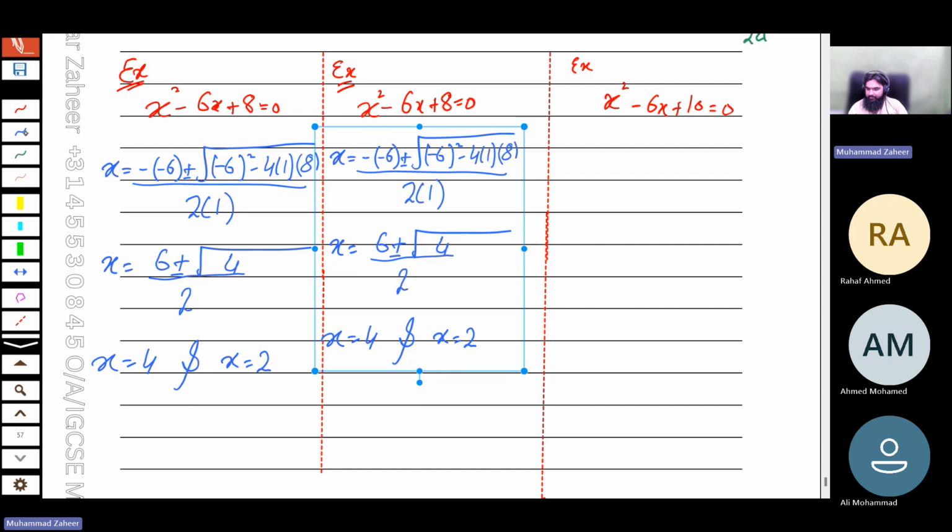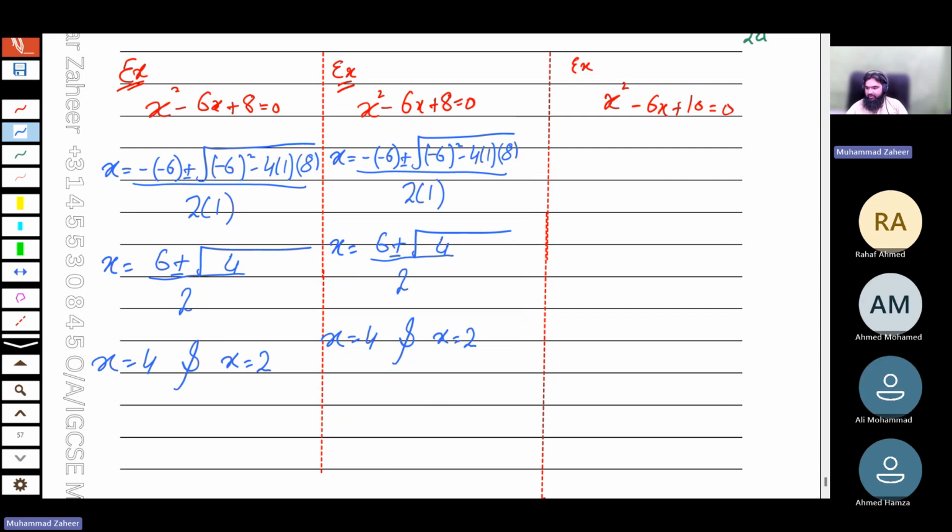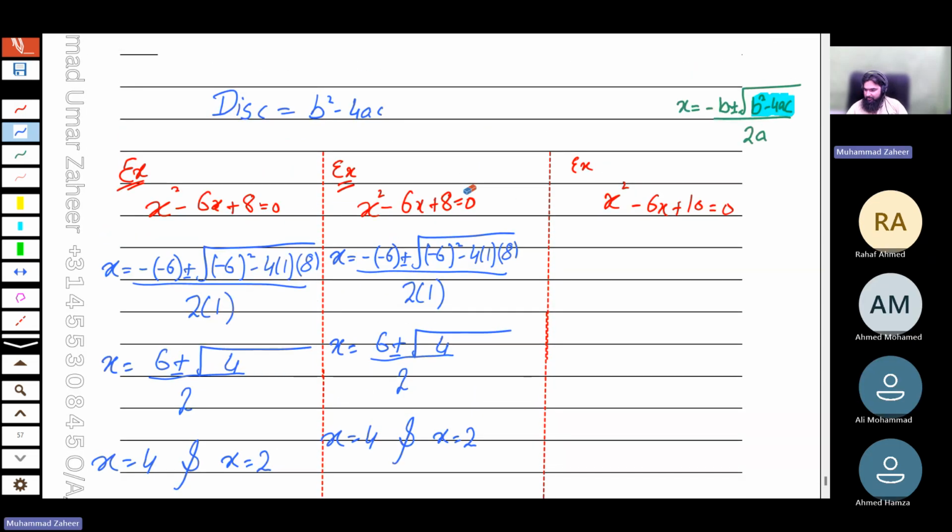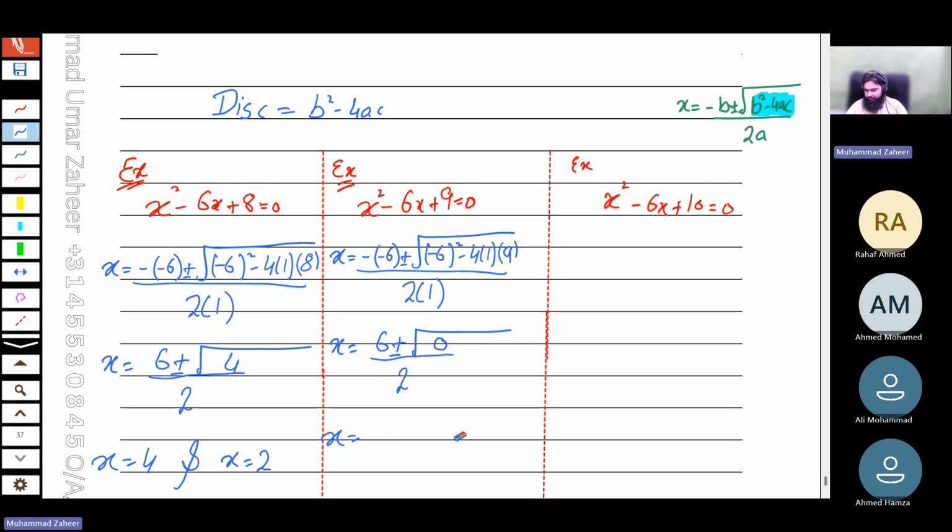I'm just taking the value. Okay, it's not 8, it's 9. My bad. It's 8, 9, and 10. Now let's replace 8 with 9. 4 times 9 is 36. 36 minus 36, you will get 0. And 6 over 2, you will get x is equal to 3. Anyone have a question? So look at here. In this situation, we are getting a single root.